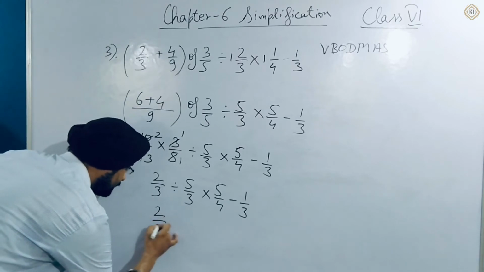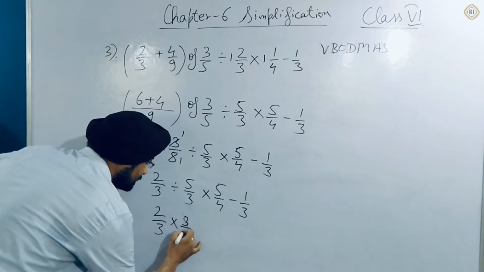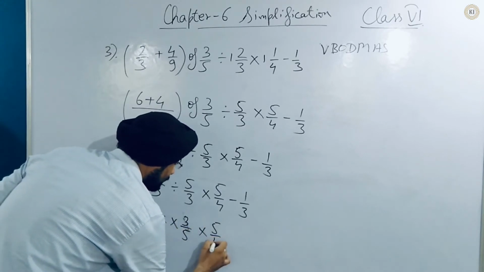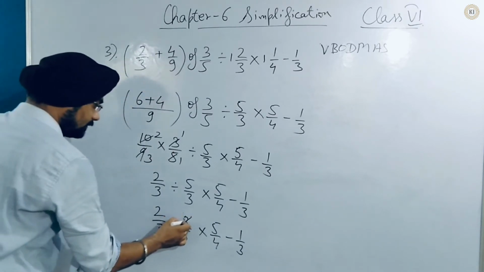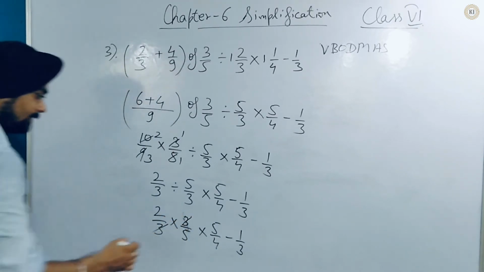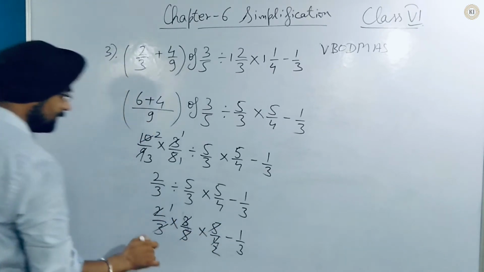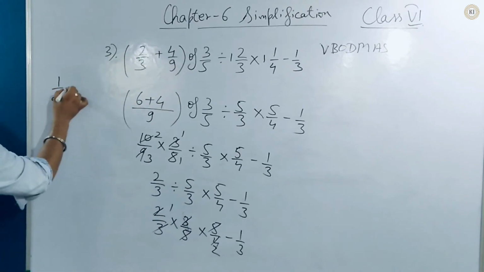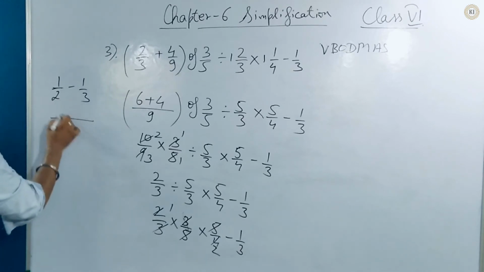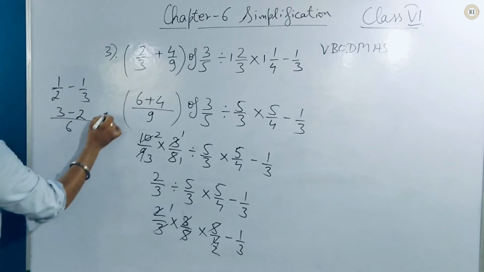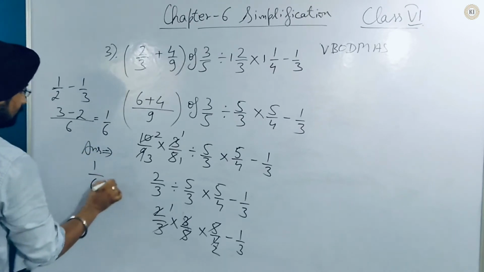So 2 by 3, divide sign changes to multiply, and the value becomes its reciprocal, that is 3 by 5, multiply 5 by 4 minus 1 by 3. Now 3 and 3 will be cancelled, 5 and 5 will be cancelled, 2 1s are 2, 2 2s are 4. It will come 1 upon 2 minus 1 upon 3. Take out the LCM here. LCM is 6. 3 minus 2, that is 1 by 6. So we will get the result as 1 by 6.